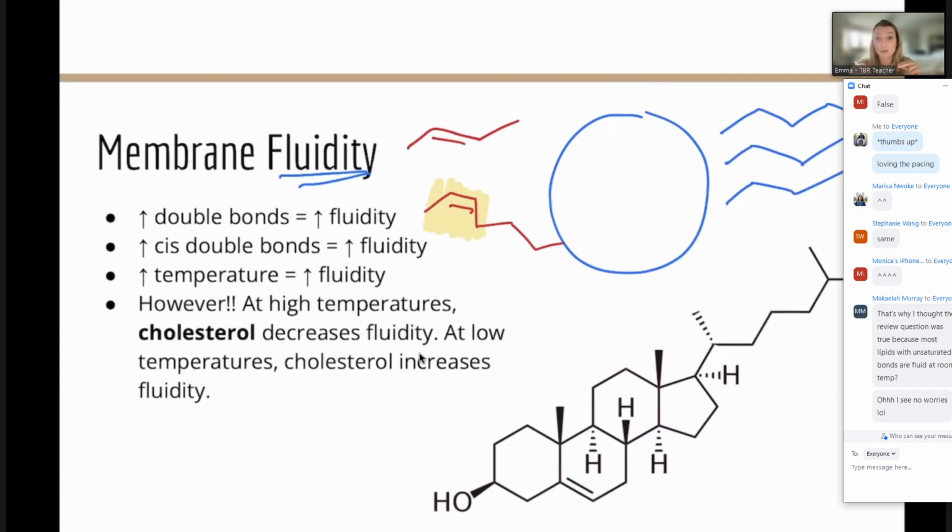At higher temperatures, no matter what is present, both saturated and unsaturated, we're going to have more fluidity. This makes sense. Typically higher temperature, higher energy, more movement, more stuff happening. That should all jive in your mind. However, the only thing that throws it off is cholesterol.